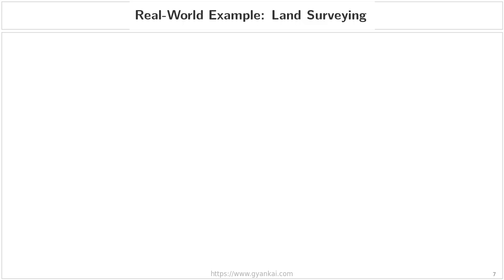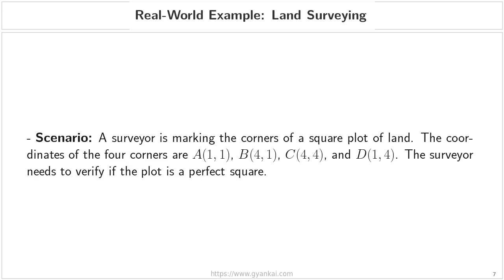Real-world example, land surveying. Now that we have understood the theoretical methods for verifying a square, let's apply what we've learned to a practical, real-world scenario. Imagine you are working as a land surveyor. Your task is to mark the corners of a specific plot of land and determine if the area is a perfect square. You have been given the coordinates for the four corners.